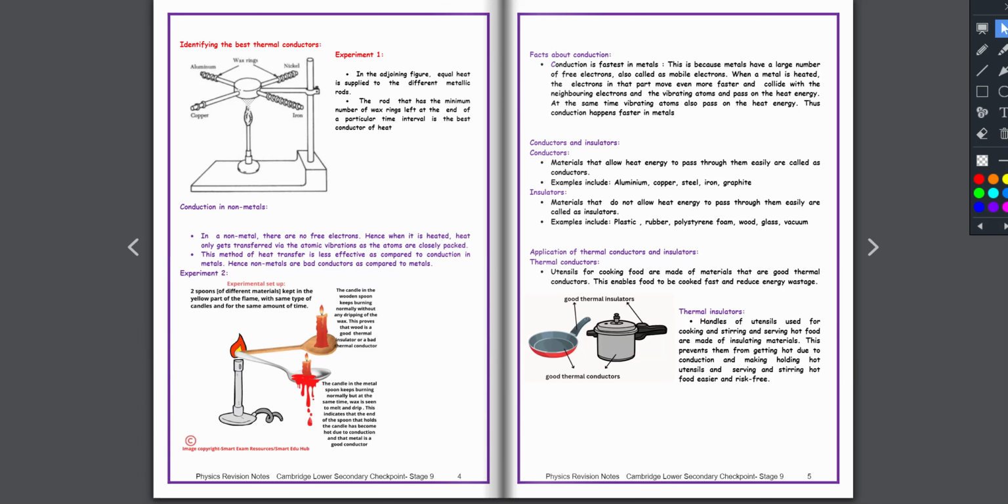Note that graphite is a non-metal, but yet it is a good conductor of heat and electricity. Now, insulators, materials that do not allow heat energy to pass through them easily, are called insulators. Examples include plastic, rubber, polystyrene, foam, wood, glass, vacuum. All of these examples are extremely important.